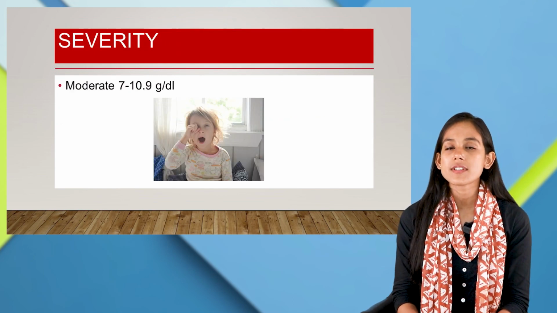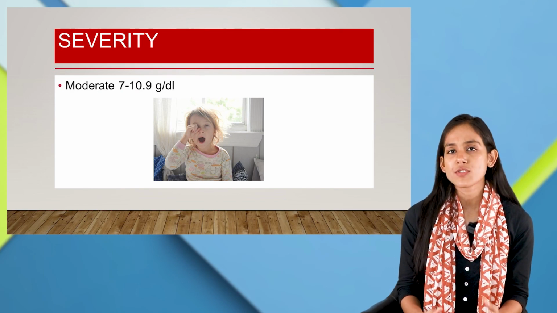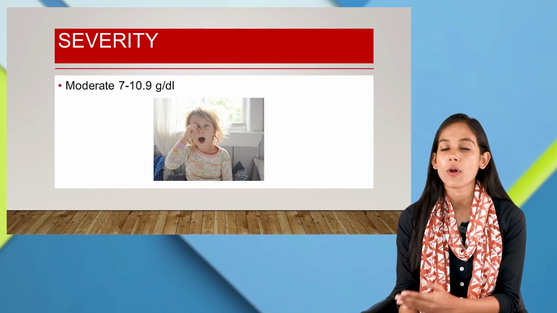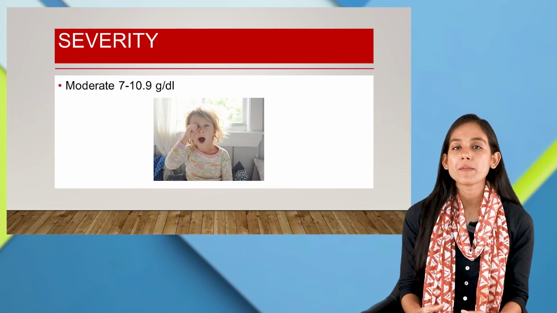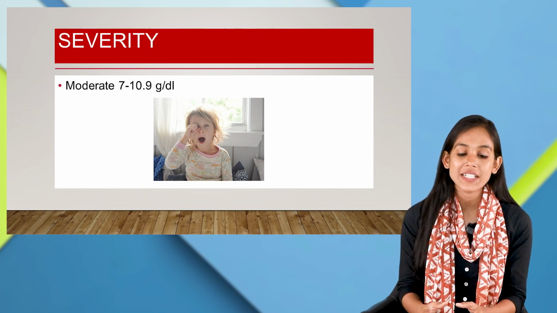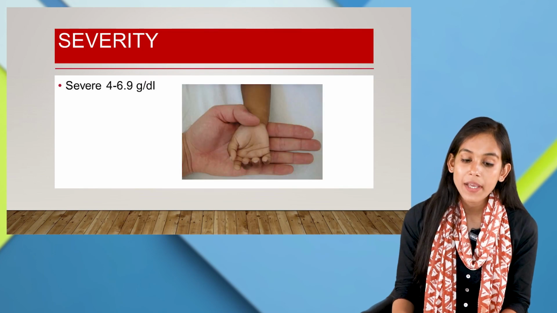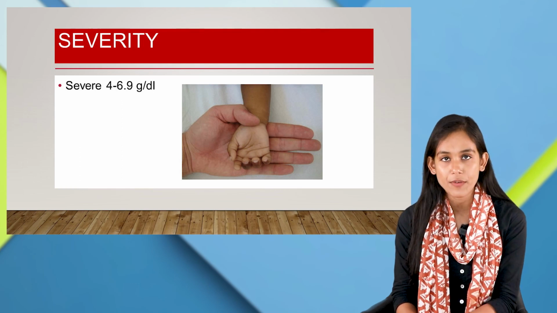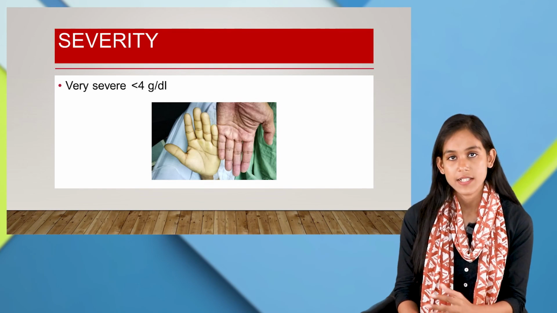Next, let us see what is the classification based on severity. Now, the hemoglobin concentration would definitely tell us how severe the anemia is, right? So, it starts from moderate to severe and then very severe. If the hemoglobin concentration is between 7 to 10.9 gram per dl, we call it moderate anemia. If it is from 4 to 6.9 gram per dl, then it is a severe case of anemia. And if it is less than 4 gram per dl, then it is very severe. So that's all about the classification.